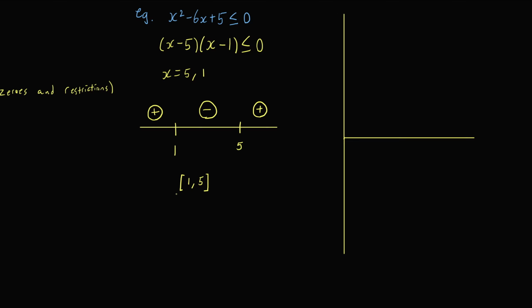These two brackets mean including. So that means it can also equal 1 and equal 5. You know that it can equal because when it's 5 and 1, it's 0.